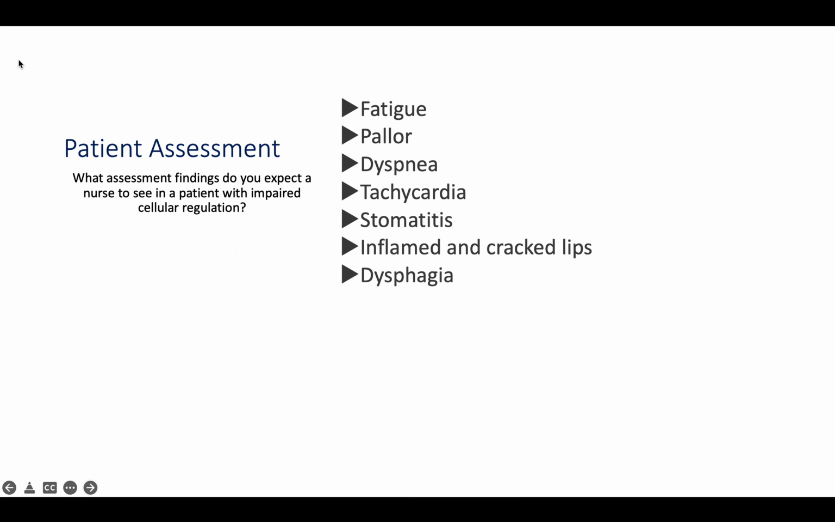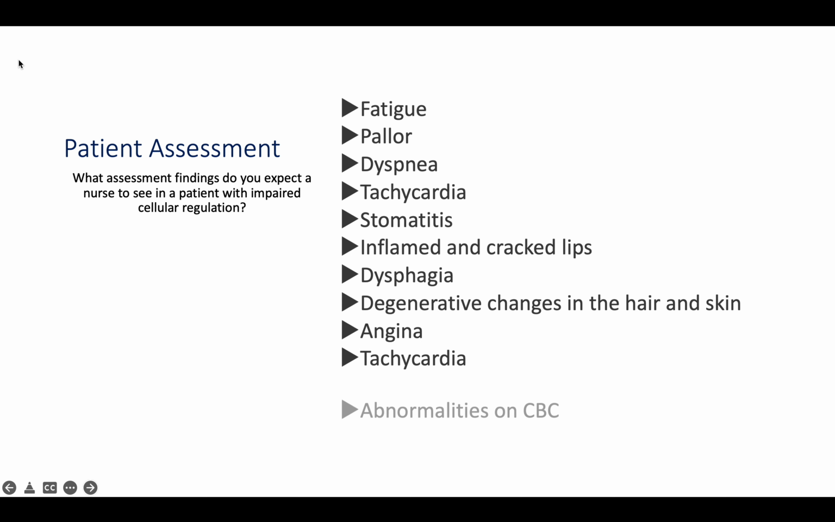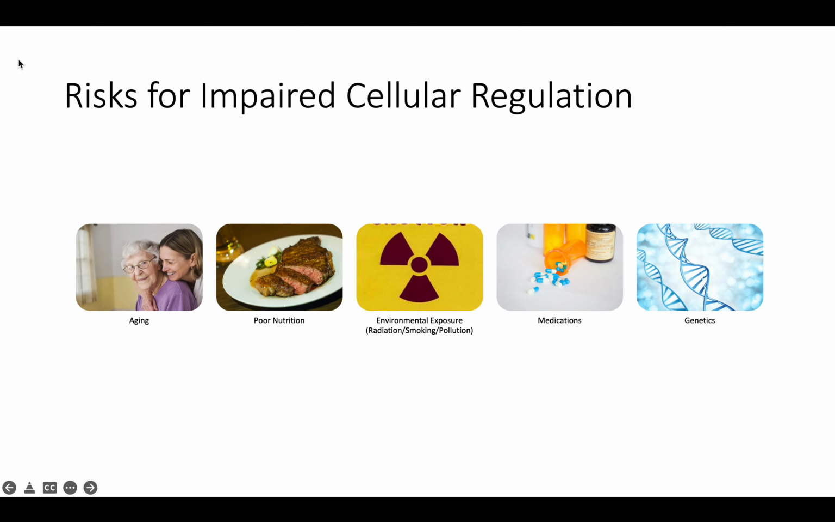We can also have, with these next three, stomatitis, inflamed and cracked lips, or painful swallowing. This is because the GI tract is very sensitive to changes in cellular regulation. And depending on what might be going on, there could be changes as a result of that, where that skin integrity is not as good as it once was because of the changes in cellular regulation. We have tachycardia listed twice there. That's a little bit of an error on my part.